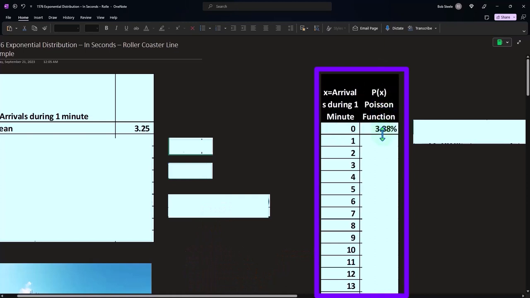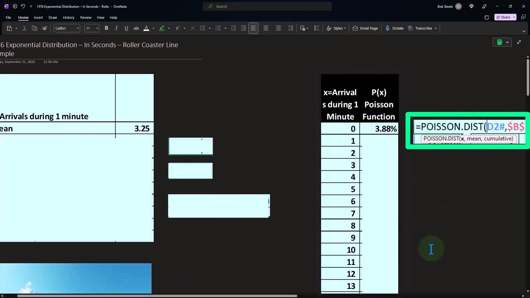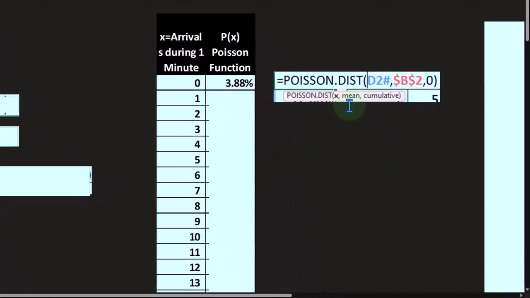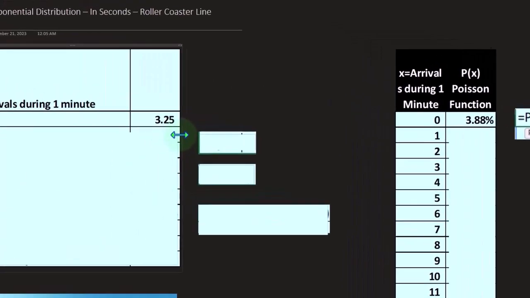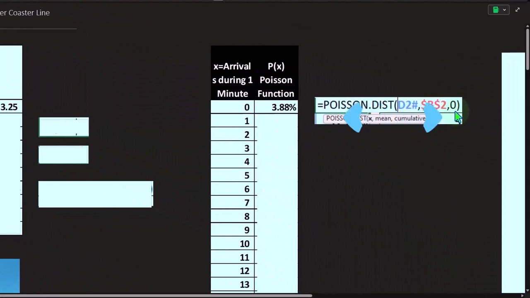We're going to say that that's going to be the 3.88 percent according to our POISSON.DIST function, which is going to be taking the X, which is we have a range here, a spill that we're taking. That's why the hashtag is there, comma, the mean 3.25, and then the cumulative. It's not cumulative. That's why it's going to be a zero, because we're looking at just the zero. We did that all the way down.